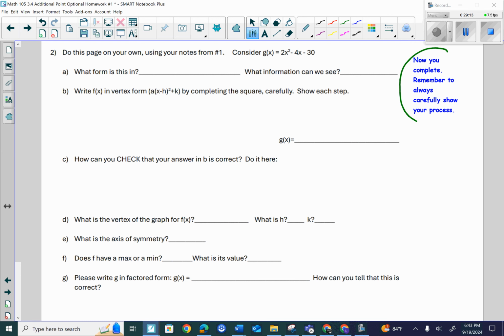Now it is your job to complete number 2 on this worksheet. And here is a given example, 2x squared minus 4x minus 30, given to you, again, in standard form, very much like the first example. And you would first start by taking out the 2 from the first 2 terms only. Good luck with this. I hope this helped.